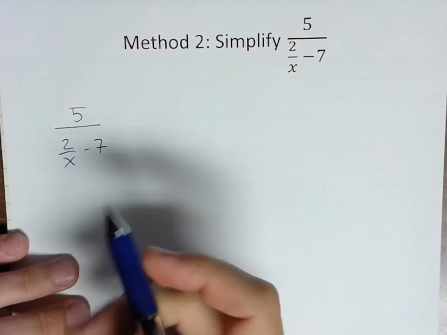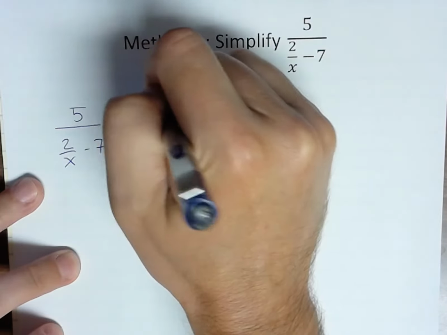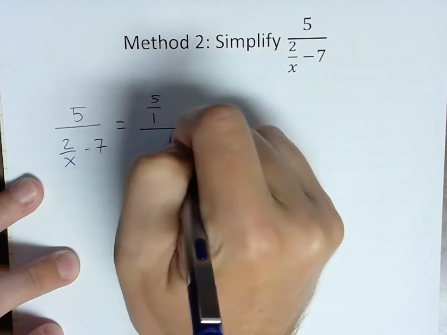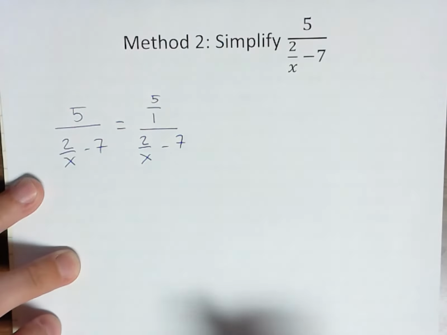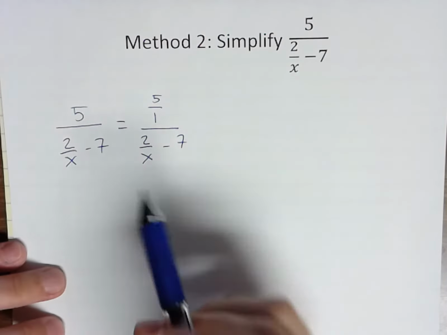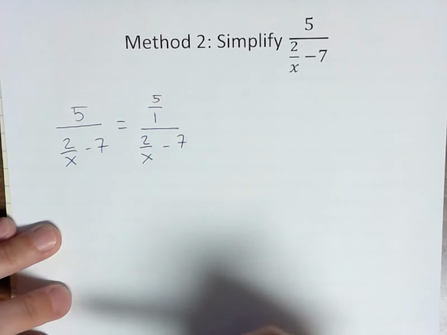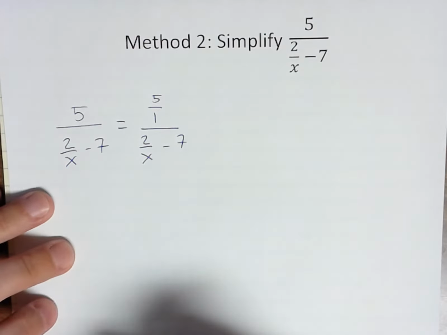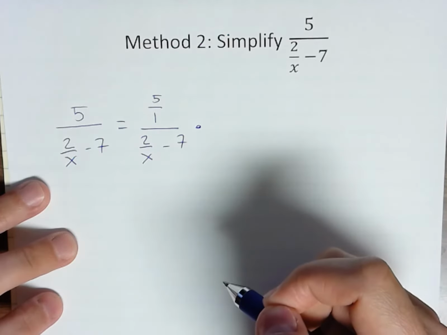Now I want to show you, in fact, let me do this just to really show what I'm doing. So the top, I could think of it as being 5 over 1. The bottom is 2 over x minus 7, right? All I did was rewrite the top as a fraction as well. So common denominator, 1 and x is going to be an x. So I'm going to multiply this entire thing by x over x.